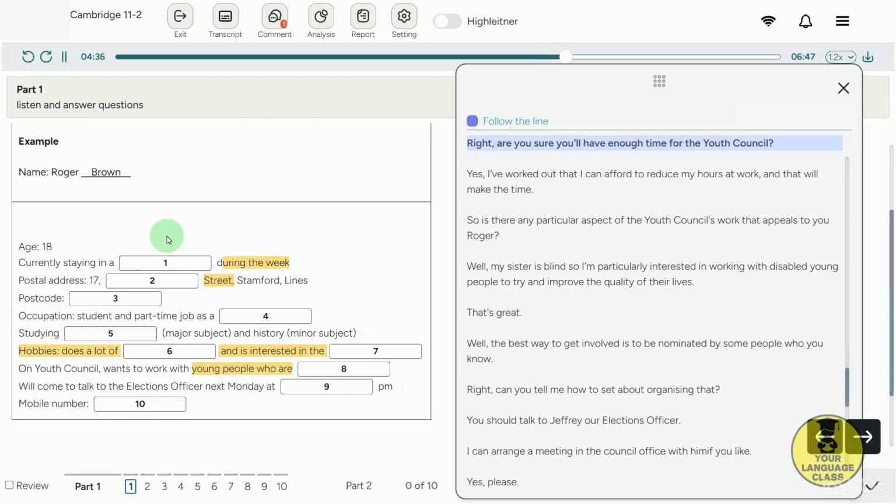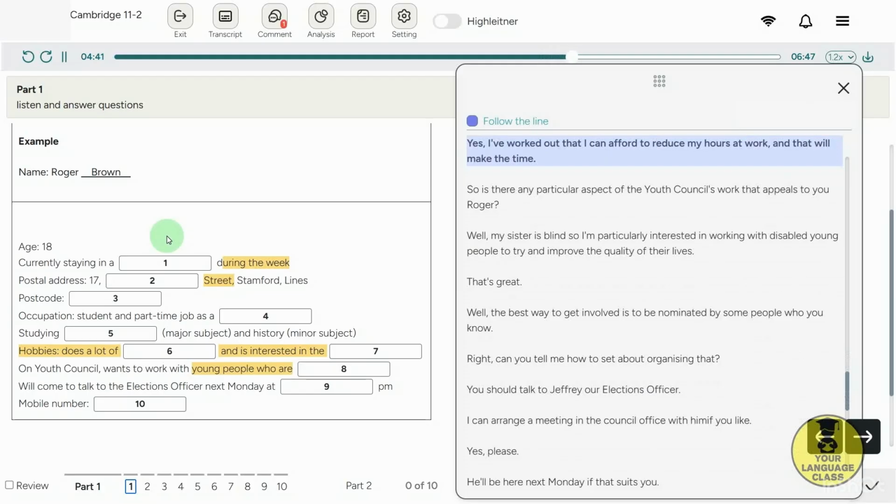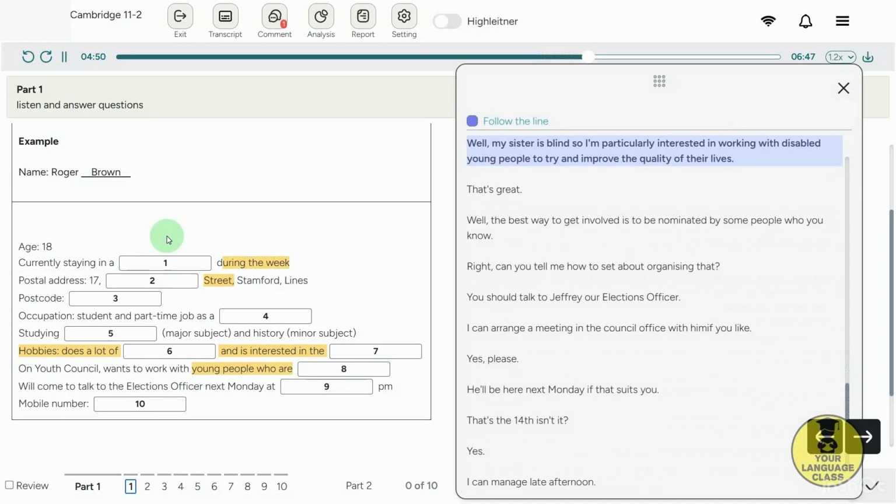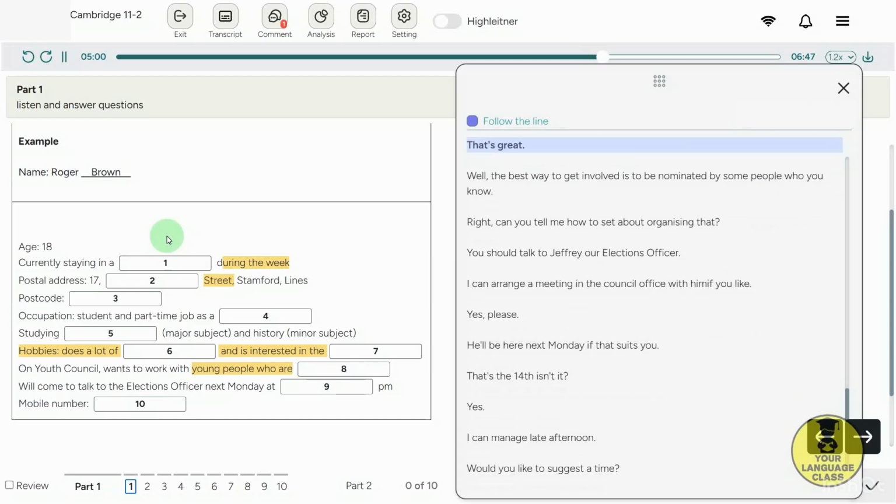Right. Are you sure you'll have enough time for the Youth Council? Yes, I've worked out that I can afford to reduce my hours at work, and that will make the time. So is there any particular aspect of the Youth Council's work that appeals to you, Roger? Well, my sister is blind, so I'm particularly interested in working with disabled young people to try and improve the quality of their lives. That's great.